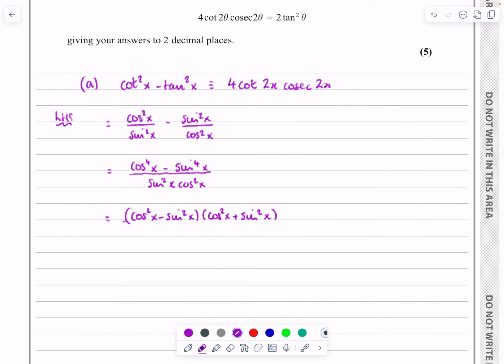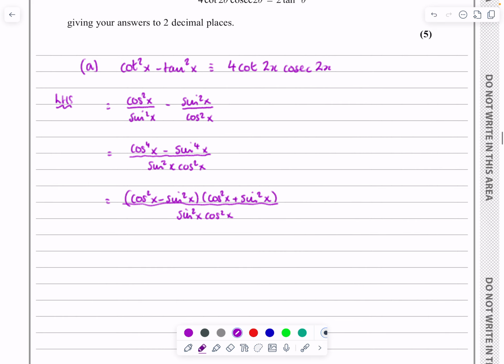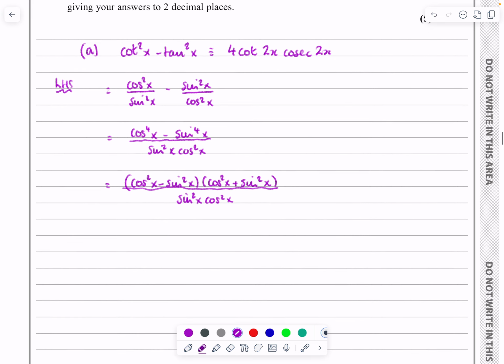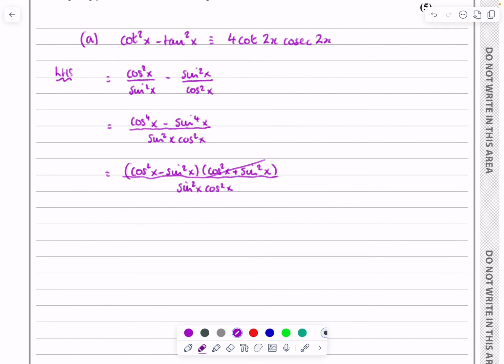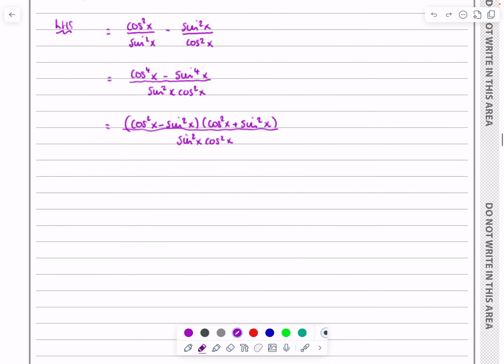And again, if somebody said to me, yeah, but how do you know to do that? Simple answer is, I've seen it before. And because I've seen it before, it makes it that much easier for me to notice it there. And obviously, what's really useful is that cos squared plus sine squared is equal to 1. So again, it's been knowing my identities really well. So at this stage, being able to cancel that out and get cos squared x minus sine squared x all over sine squared cos squared.